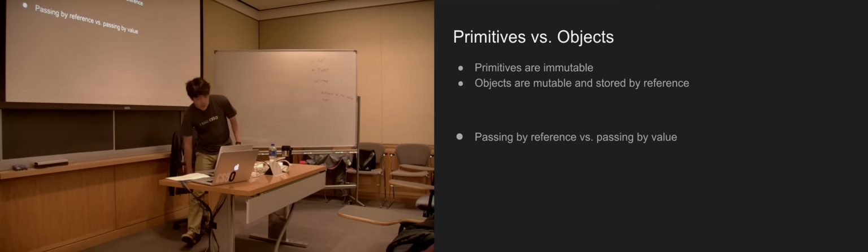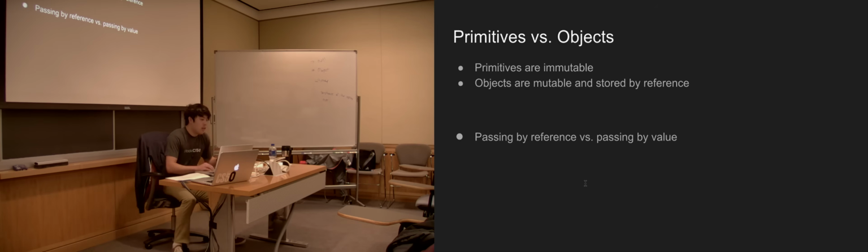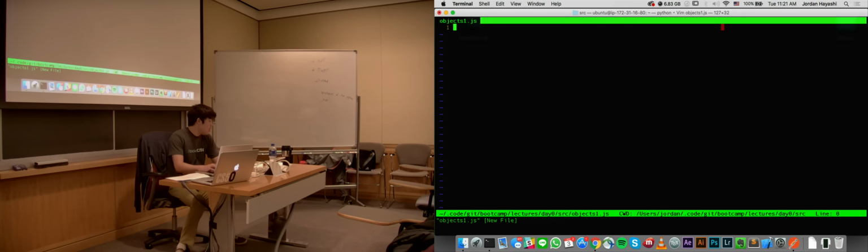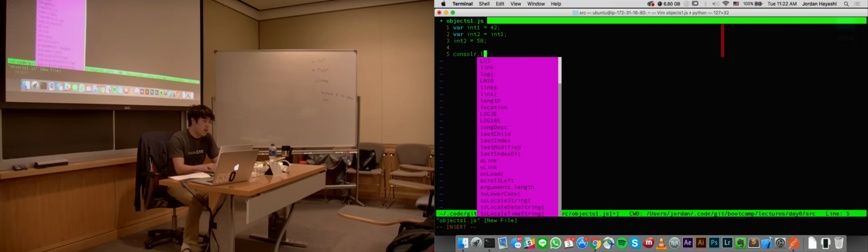Let's take a look at some examples of this. Let's talk about primitives first. Say we do var int1 gets 42, var int2 gets int1, and int2 is now equal to 50. Then we're going to console.log.